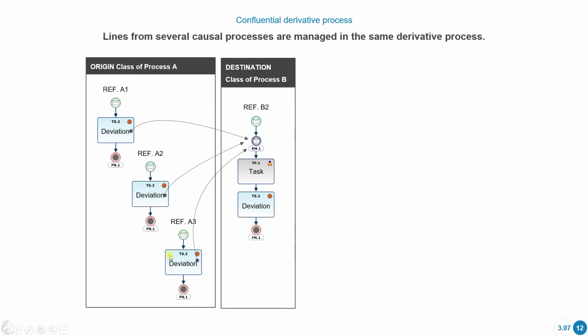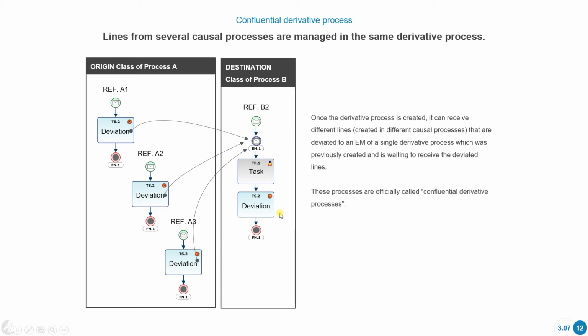These are causal processes, and all the data that we're generating here is managed in one unique destination confluential derivative process. So once the derivative process is created, it can receive different lines created from different causal processes that are deviated to an intermediate message event of this single process, which has been previously created. So the first process that needs to be created would be this one here. We know that the lines are created here, or the data is created in these processes, but this process must be created in order for this deviation to take place.